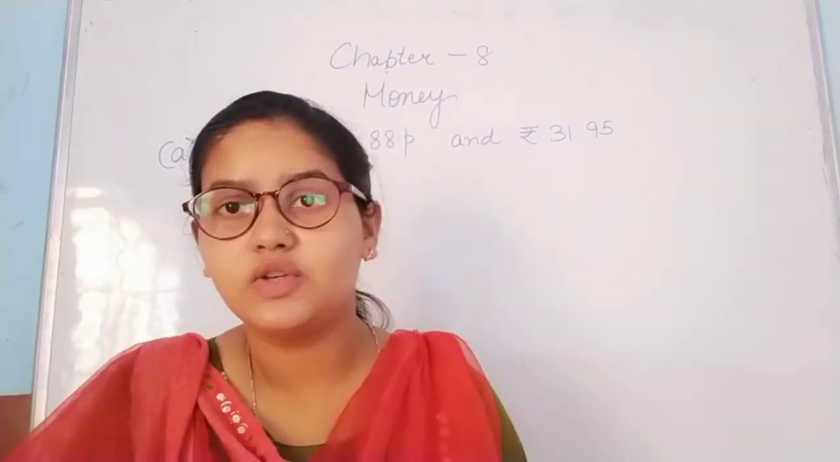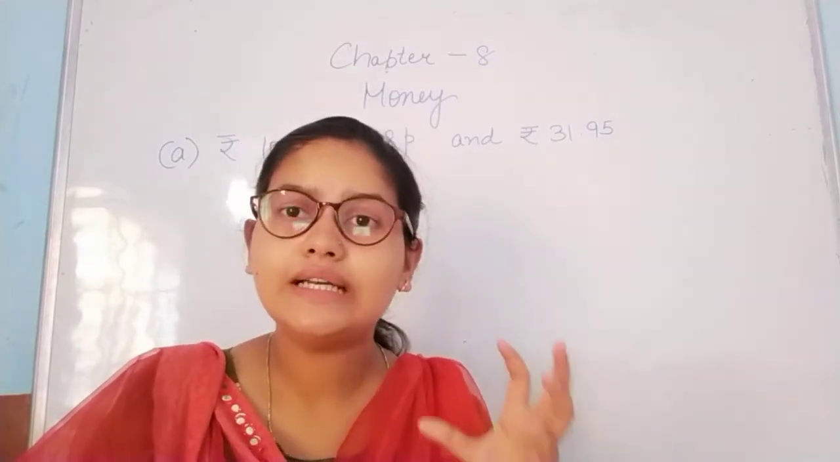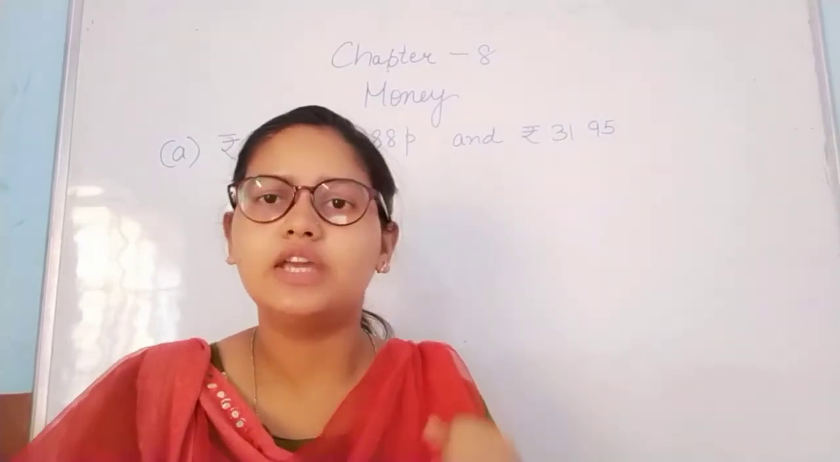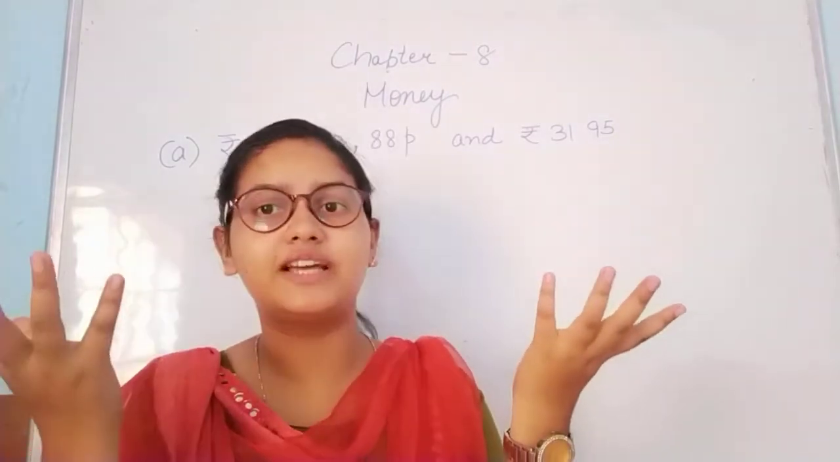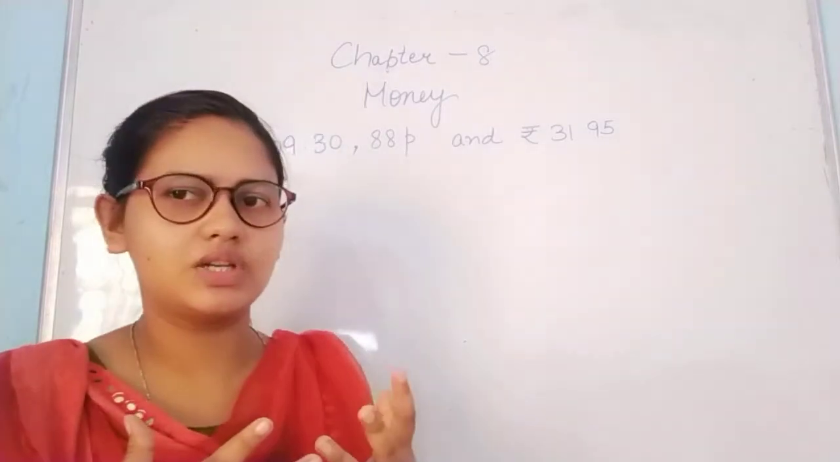So today in our maths class we are going to start our next exercise, which is exercise 8B. In exercise 8B we are going to add money. We are going to take addition in money, right? If we have 60 and 50, that becomes 110 rupees, right? So let's do some addition here.